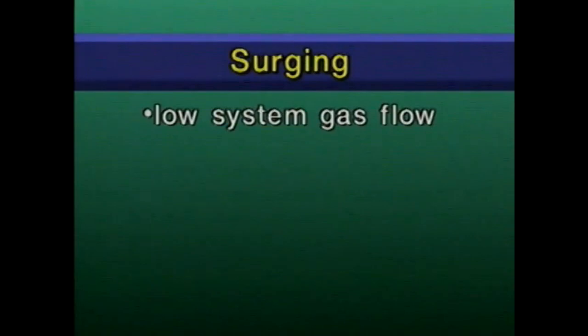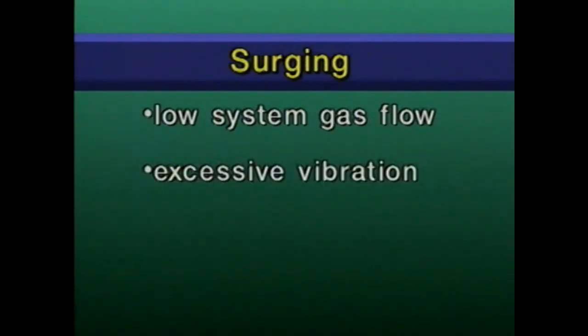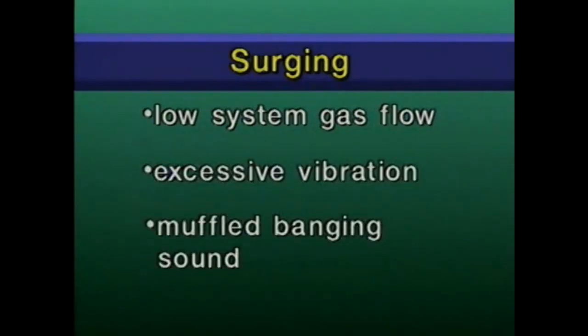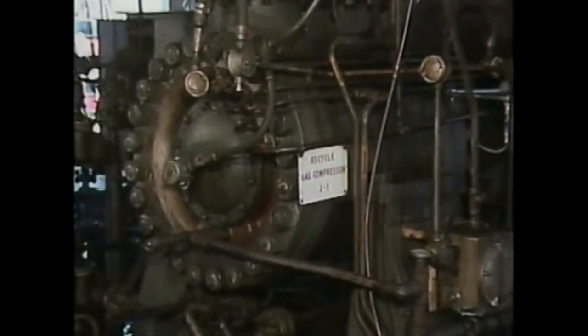And when an electric motor is used as a driver, surging can cause extreme variations in motor current. Other symptoms include low system gas flow, excessive vibration, and a muffled banging sound inside the compressor. If surging is not corrected, it can cause serious damage to the compressor. To prevent surging, the flow rate of gas through the compressor must be kept above the minimum stable flow rate, or surge point as it's commonly called.